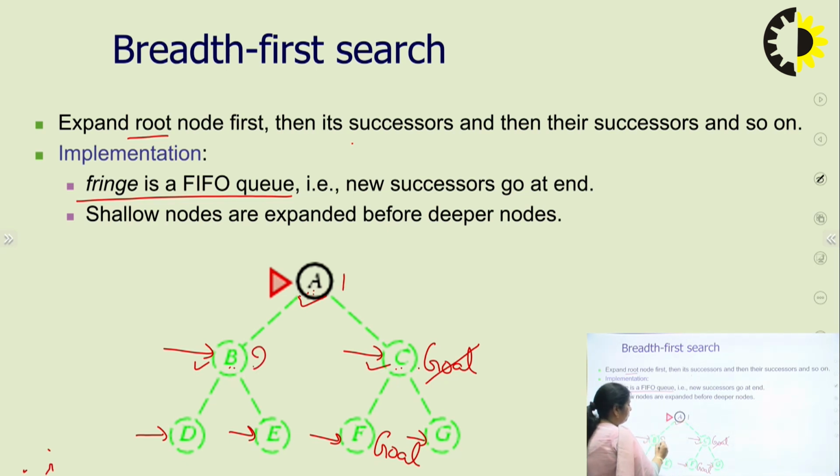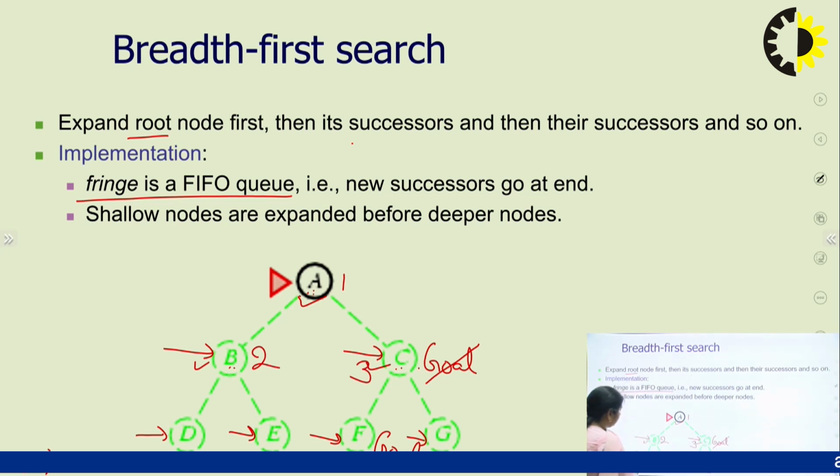A, B, C, D, E, F. So we will get the goal node test true here at the 6th position. So this way we will do. So what we are doing? We are doing level wise. This is our breadth first search.